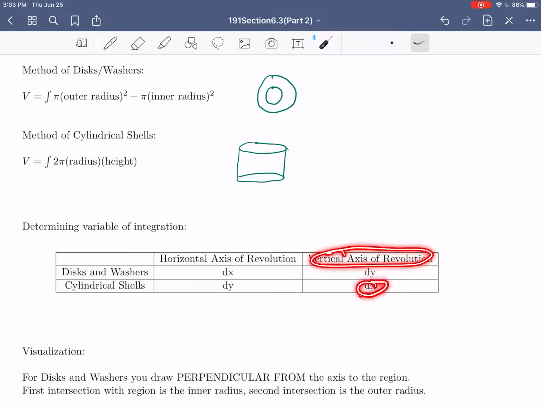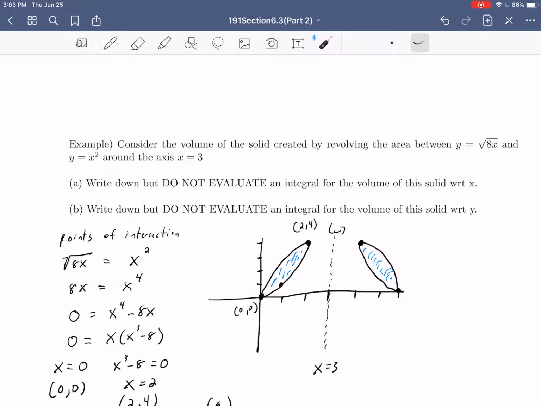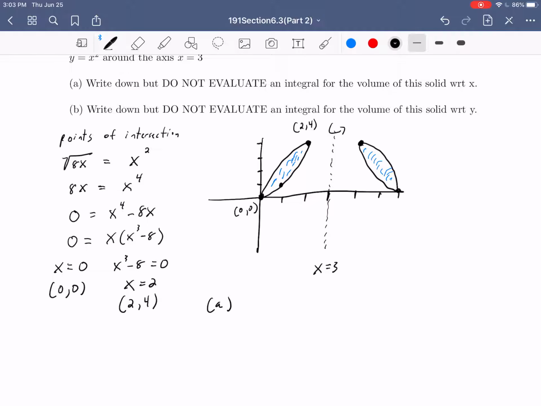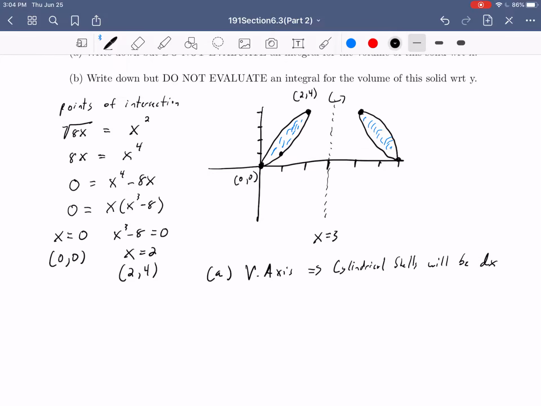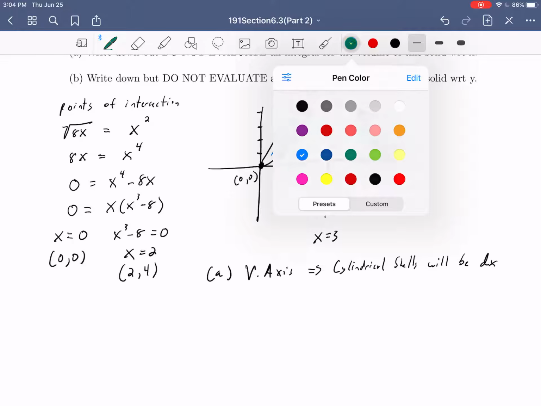We want to work dx, so that shows us that we're going to have to begin by working with cylindrical shells, our newer method. Since we have a vertical axis, cylindrical shells will be dx. So, we know that if we use the method of cylindrical shells, we'll be allowed to work dx. All right, so let's go ahead and draw in that typical piece for cylindrical shells.